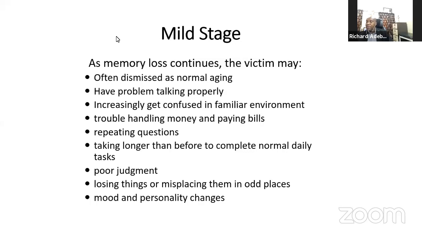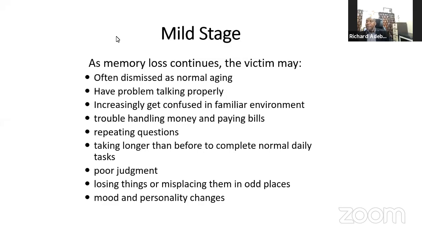But later on, they have problems talking properly. They increasingly get confused in familiar environments. They have trouble handling money and paying bills. As I said earlier, they repeat the same questions a lot. They take a longer time to complete normal daily tasks. And eventually they start having poor judgment and start losing things or misplacing them in odd places. There can be mood or personality changes, but they are mild at this stage.